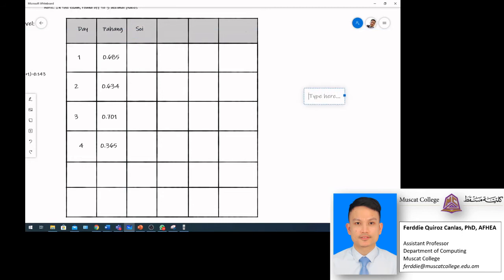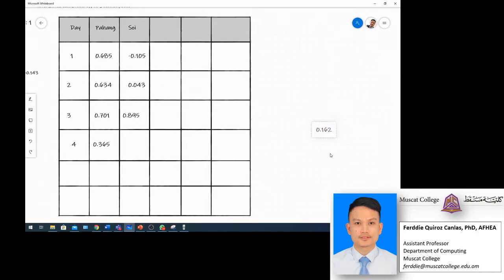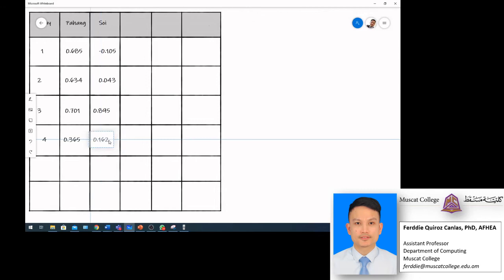So the calculated values for the LS, the one we solved last time, are 0.105, and then the other value is 0.043. And then the other value is 0.895. Then we have 0.162. Let me place it in here.